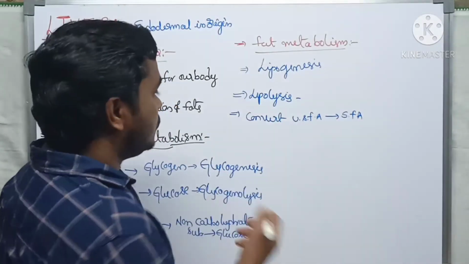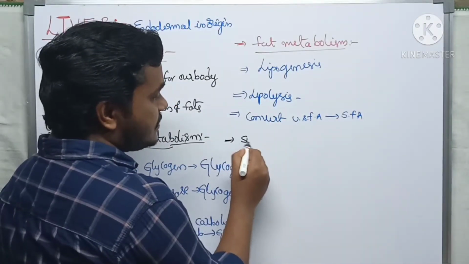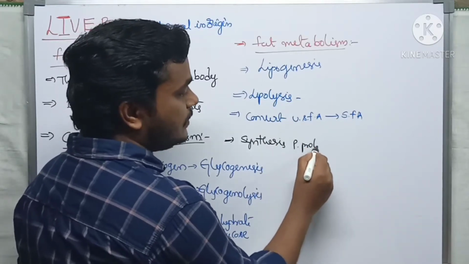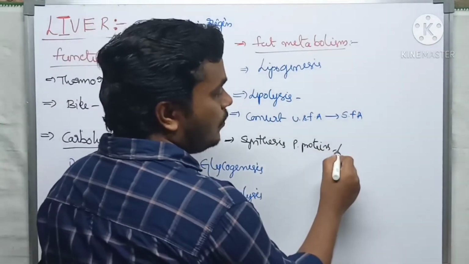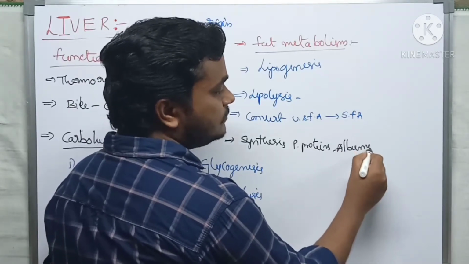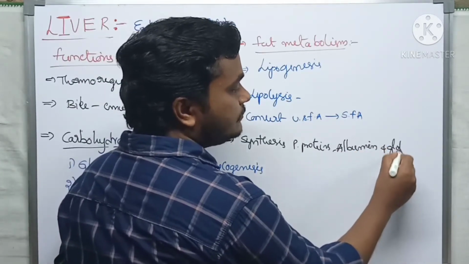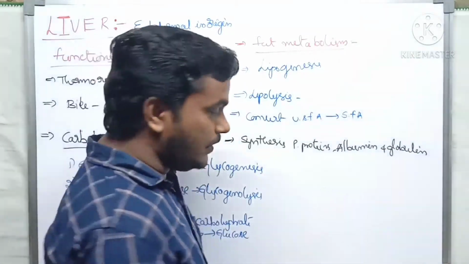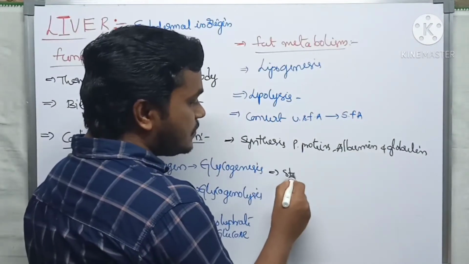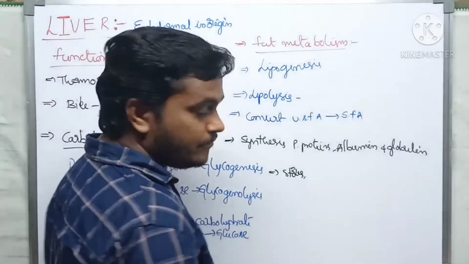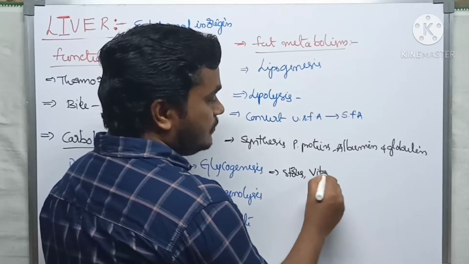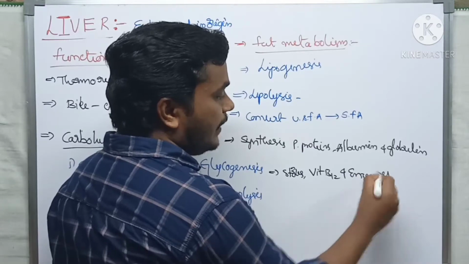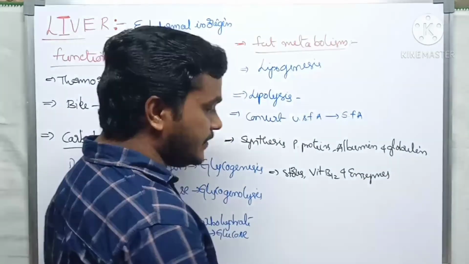Then the liver synthesizes plasma proteins like albumin, which is a protein, and globulin. Albumin and globulin are synthesized by our liver. Liver stores vitamin B12 and some enzymes.